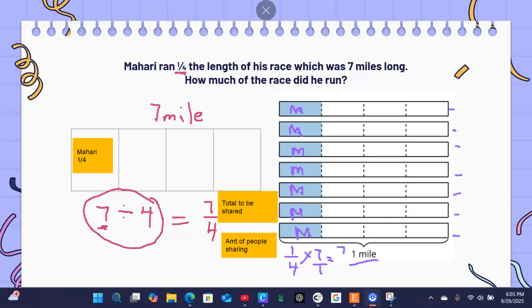So 1 times 7 equals 7. 4 times 1 equals 4. So again, we're coming up with the same answer, but as you can see in this strategy, we use division. With this diagram representation and this strategy, we made 7 whole boxes. 7 whole boxes represented 1 mile each, and we partitioned it into fourths and labeled Mahari as 1/4 of all of those. And as you can see again, we came up with 7/4.